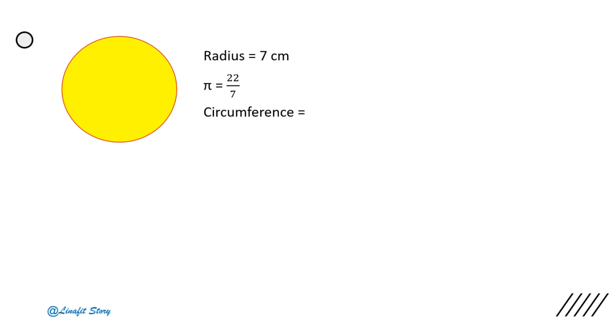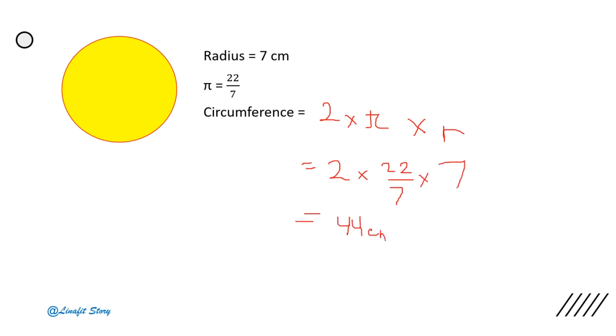If the radius of a circle is 7 cm and pi is 22 out of 7, find its circumference. We may use this formula, 2 times pi times radius. So 2 times 22 out of 7 times 7 equals 44 cm.